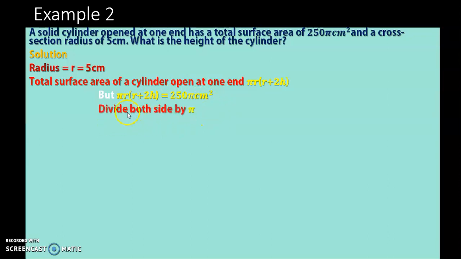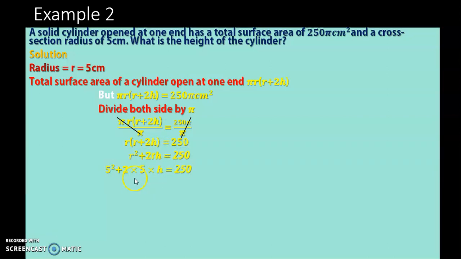So we are going to divide both sides by pi because this is an equation, and pi is common. We are going to try and make h the subject formula here. Now dividing both sides by pi, this pi will cancel this pi, and this other pi will cancel. Now we are going to have r open bracket r plus 2h close bracket is equals to 250. Now we are going to open up this bracket. By doing that, we are going to have r times r will give us r squared. r times 2h will give us 2rh is equals to 250.